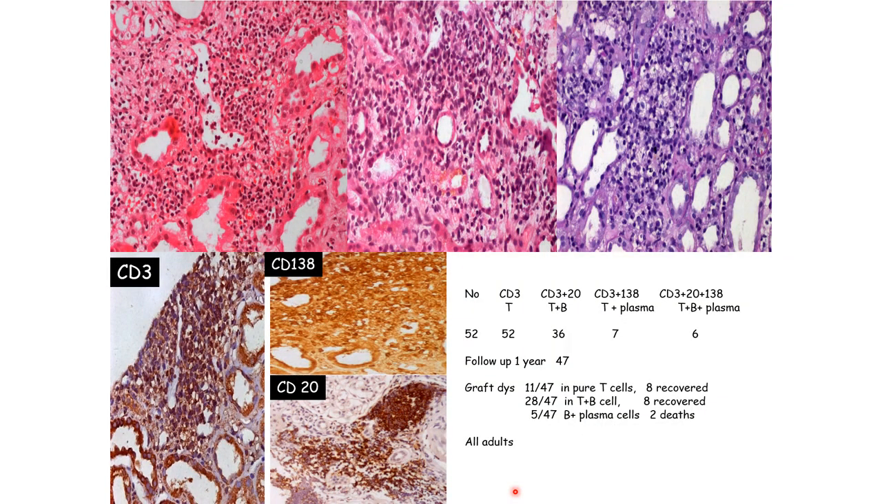Sometimes the T cells are associated with plasma cells, which mark as CD138, and B lymphocytes, which mark with CD20. When the T lymphocytes are associated with plasma cells and B lymphocytes, then it has been noticed that the outcome of these transplants is poorer, as we too noticed in a small study that we conducted at our center.